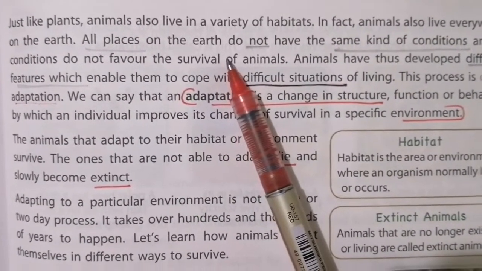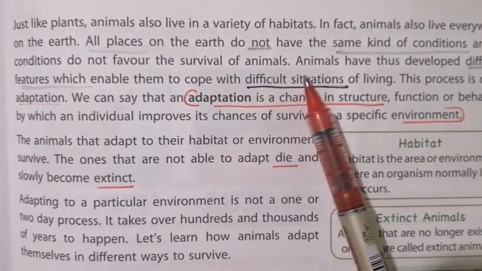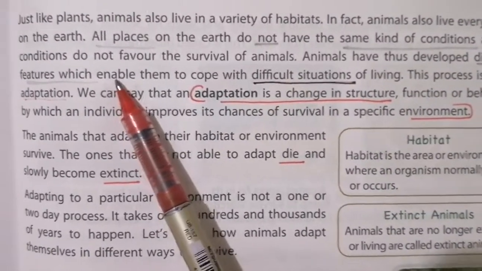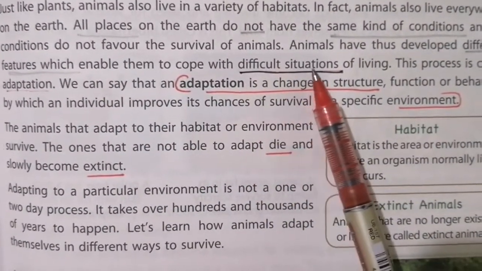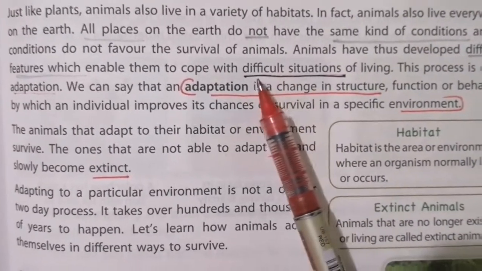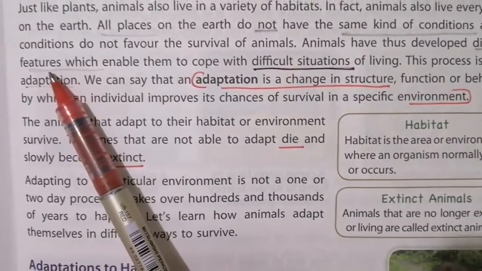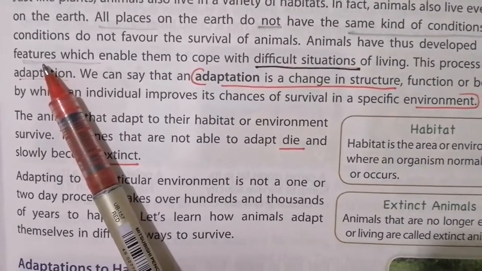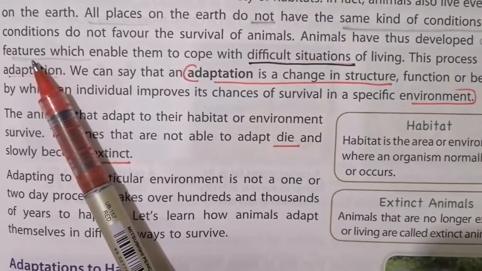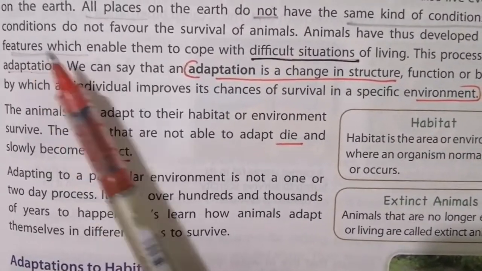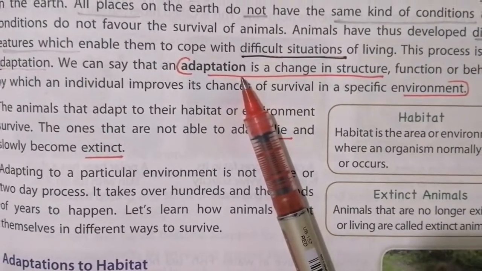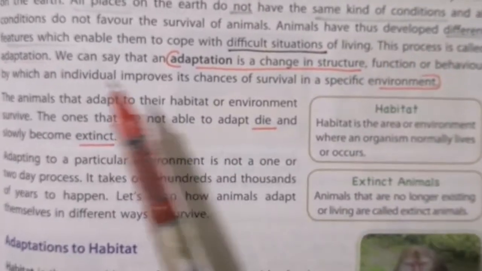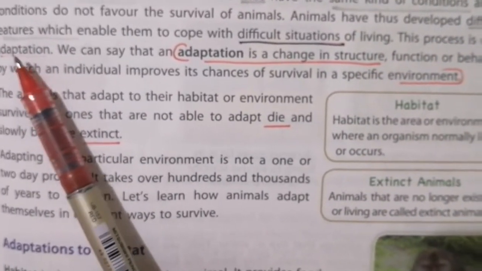So what is that called? Yes, it is called adaptation. Animals have thus developed different features which enable them to cope with difficult situations. They might have different types of skin, different types of leg patterns to adapt or to live in a particular situation. That is called adaptation. So this process is called adaptation.